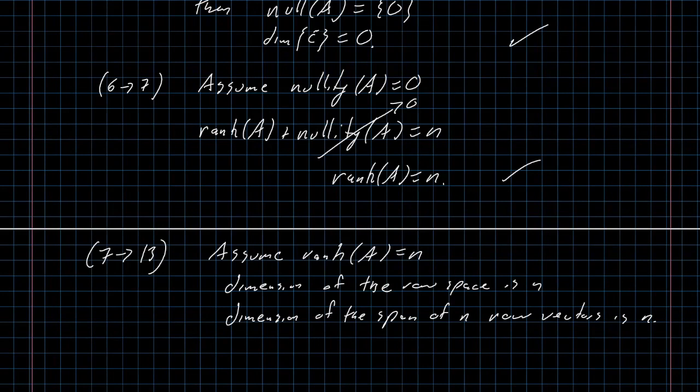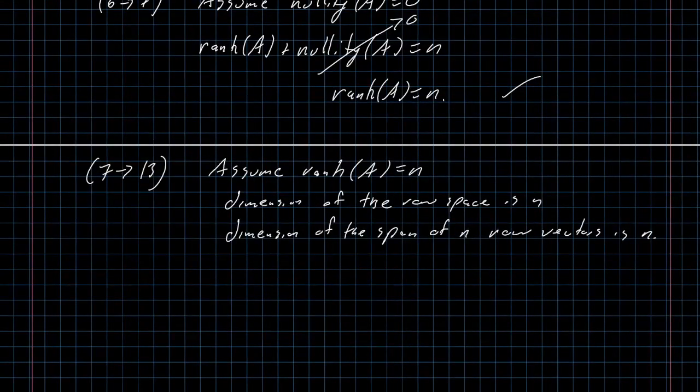From here, a couple of other ideas. The dimension of a vector space is the number of vectors in its basis. And if we have n row vectors whose span is the vector space, well, then those row vectors must be a basis.